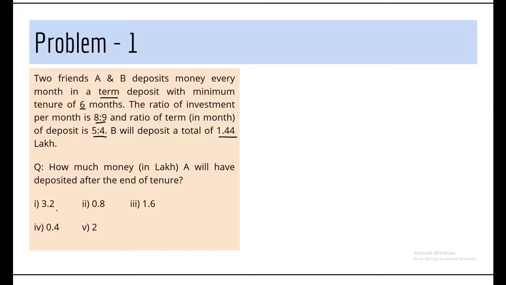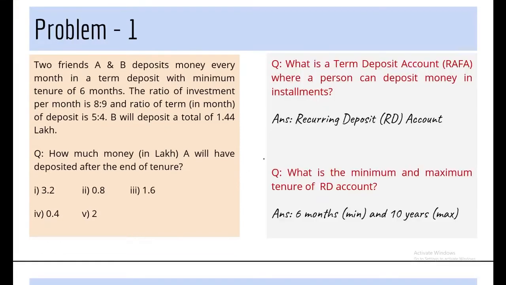The options are 3.2, 0.8, 1.6, 0.4 and 2. This is in lakh. You can give the answers in the comment section. Okay, before moving to the solution, here we have the important banking awareness related terms and their explanations.